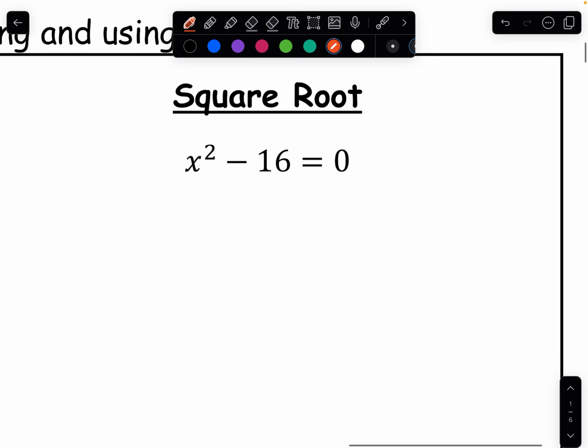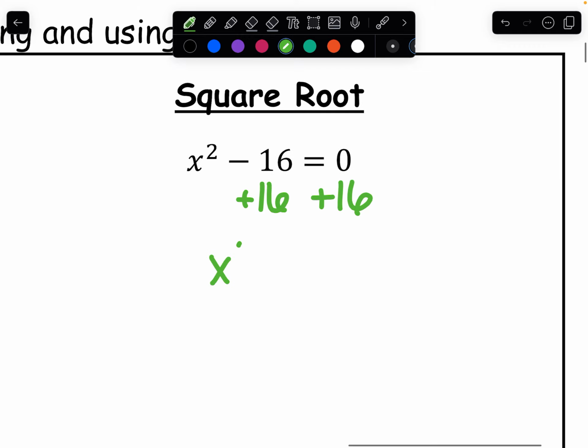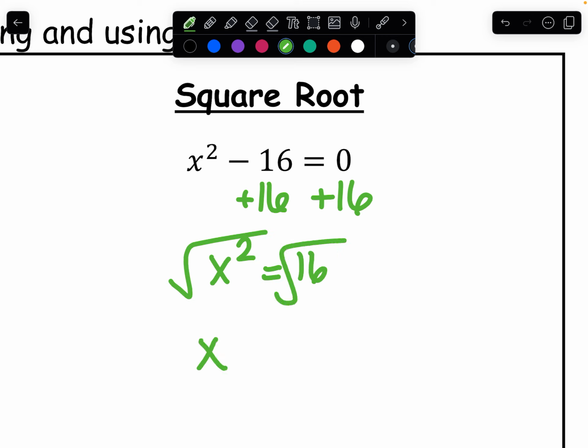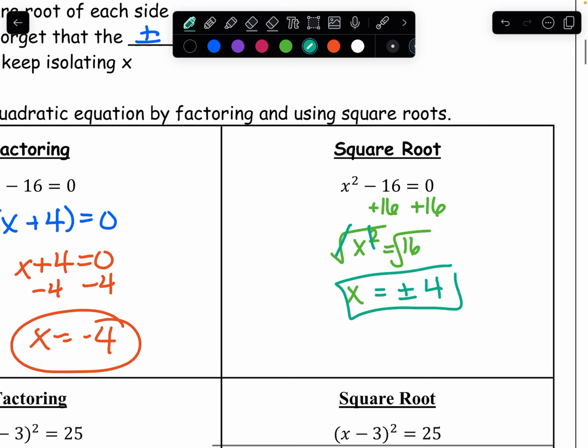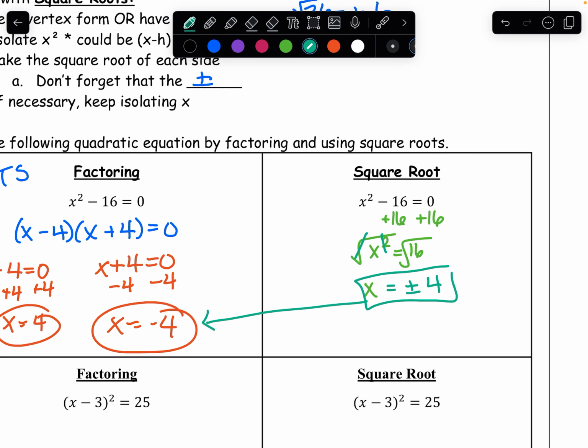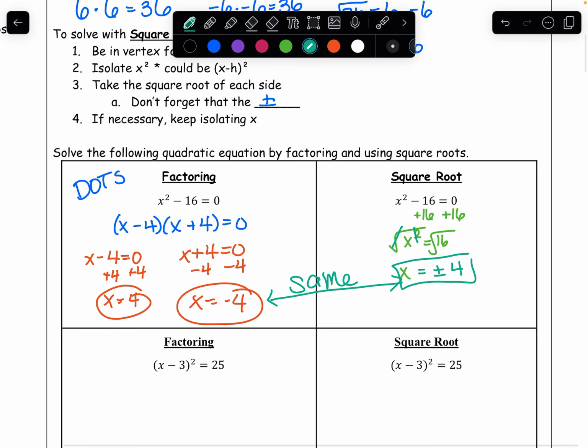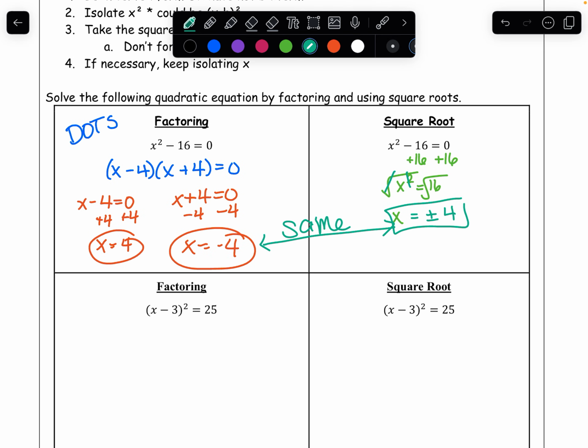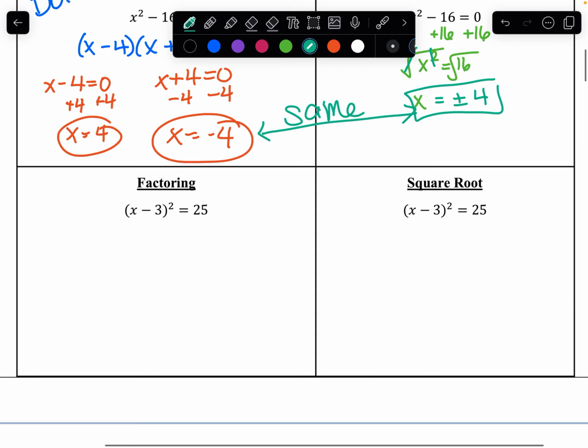Now, if we have square roots, what we do is we isolate our square term, and then we take the square roots of both sides because the purpose of this is it cancels out that exponent. And then we get a plus minus because there are two values that squared to get 16, and 16 is a perfect square to get 4. Now, these answers are the same. The one on the right is just combining them into one value. It's not really one value, though.